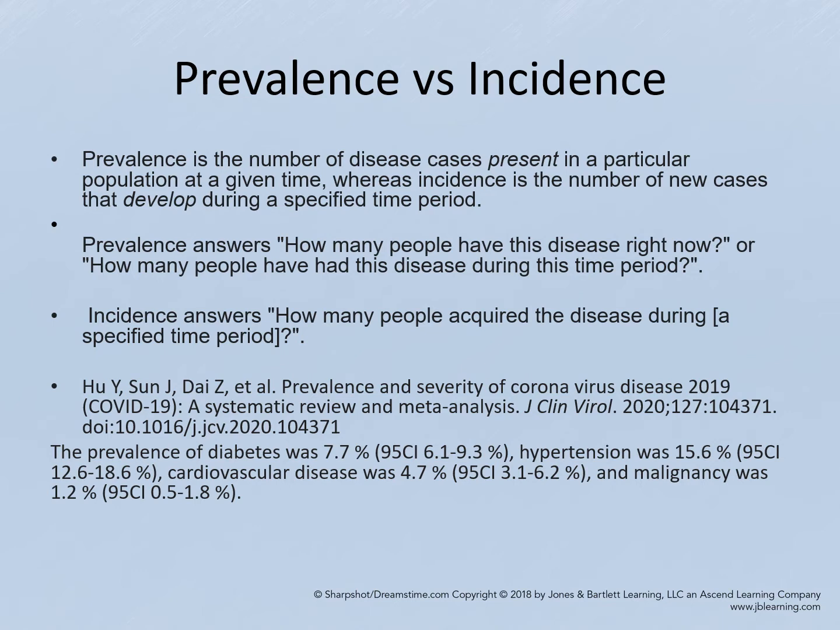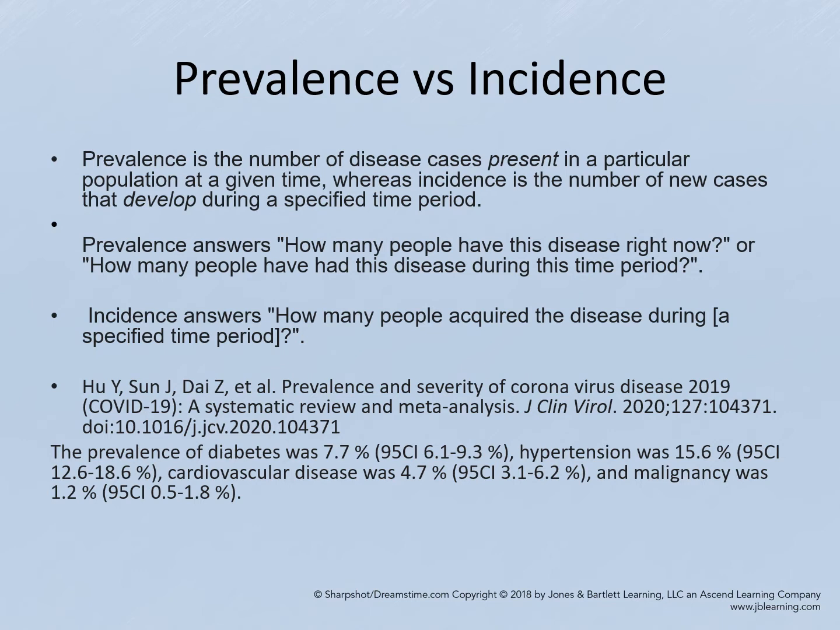Another example is diabetes. The number of prevalent diabetes patients within the specified time period is the prevalence, whereas incidence is the number of new cases of diabetes within the same time period.